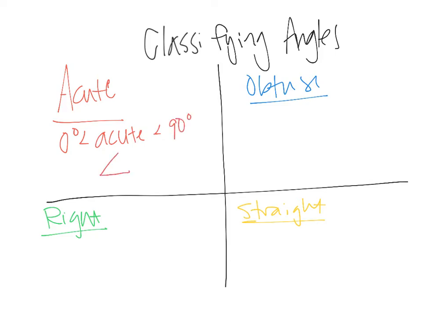Acute angles, I always think of like hamsters and little tiny things as being really cute, miniature. And so acute angles are little tiny angles that are very cute. We can turn them around however we want to.